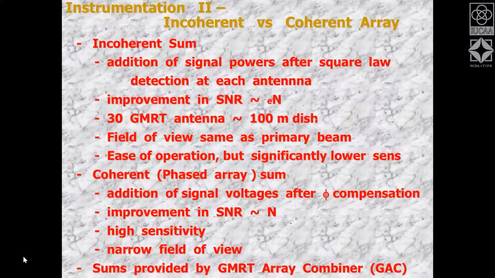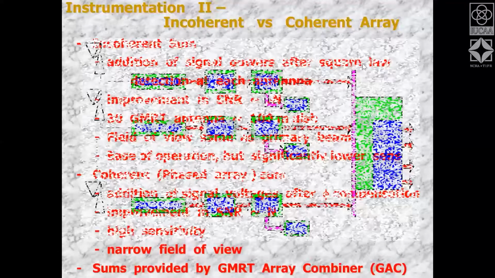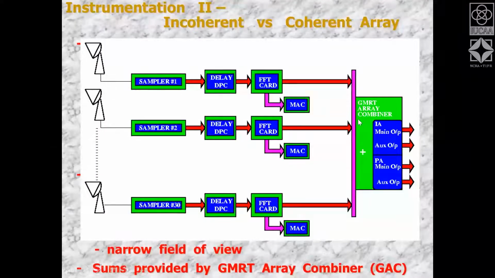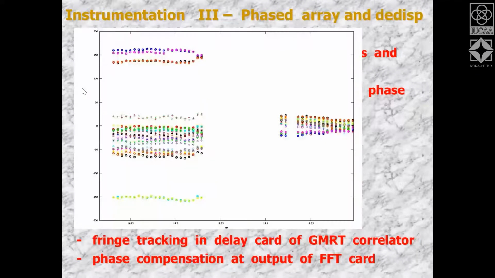So this is just a typical schematic of how the antennas can be combined together. Again, I'll not go into the details of that, but you can add all of them after squaring, that is, after converting voltage to power, and that is called the incoherent array output. Or you could add the voltages directly after compensating for the phase delays, and that is called a phased array, or the coherent array. So this is an example of how you do the phasing.